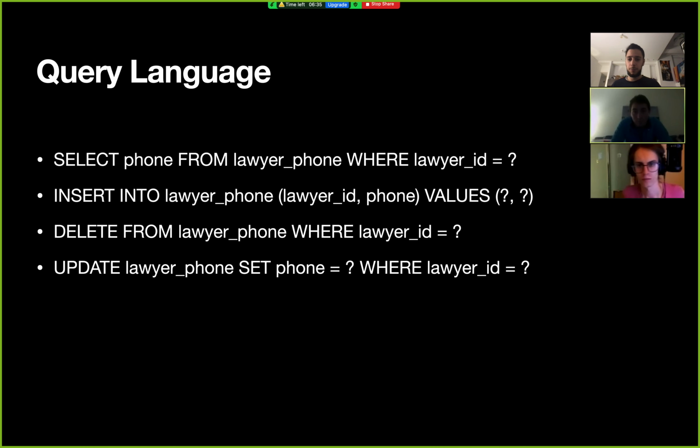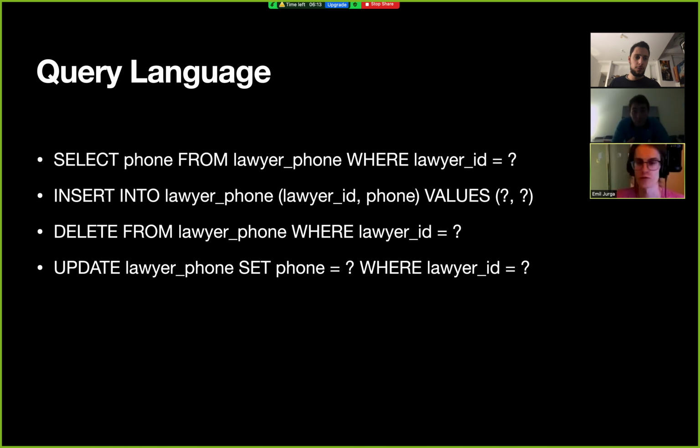All of these are pretty much the same, except for the insert. You need to include two values. It's the only one which has both. I guess update actually has two values as well, because you're saying set the phone number to this where the lawyer ID number is that, right? That one also has two.